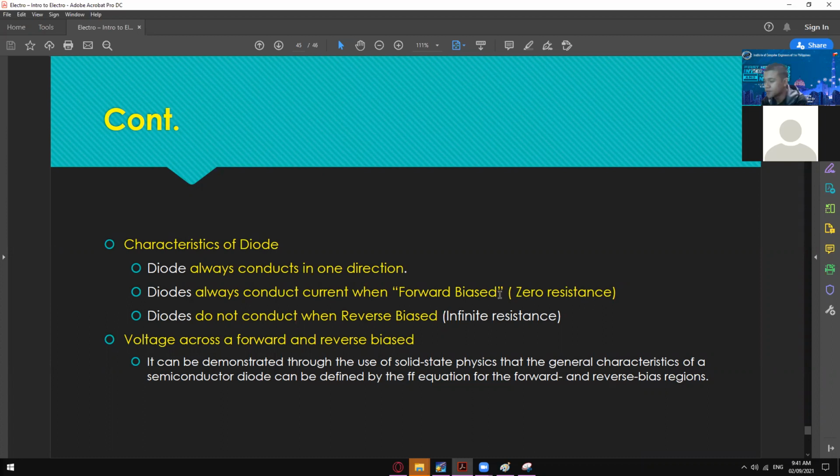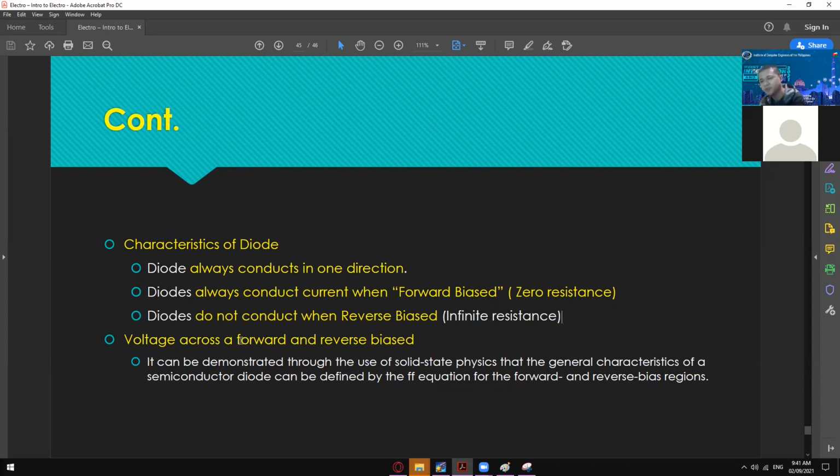This one doesn't have a resistance. However, again, this one eats up a certain amount of voltage: 0.7 for silicon and 0.4 for germanium. And then diodes do not conduct when reverse biased. So it's like having an infinite resistance because it doesn't allow the flow of current.